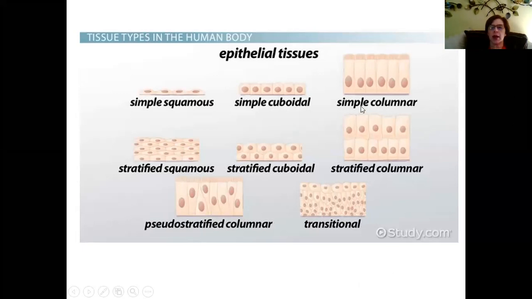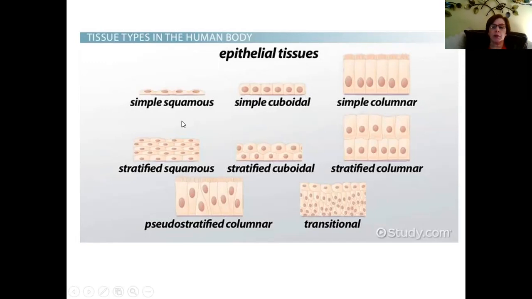If we look at shape, we have three different shapes. We have columnar, cuboidal, and squamous. Columnar looks like a column. Cuboidal looks like a cube, not too tough. Squamous is a little bit different. Squamo translates to scale, and squamous has two different appearances, depending on whether you're looking at it from the side or from the surface.